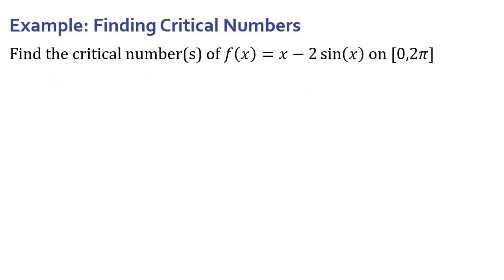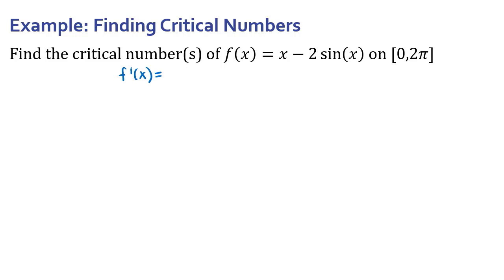Let's look at another example. Find the critical numbers of f of x equals x minus 2 times the sine of x on the interval from 0 to 2 pi, including both 0 and 2 pi. So again, let's first find the derivative.